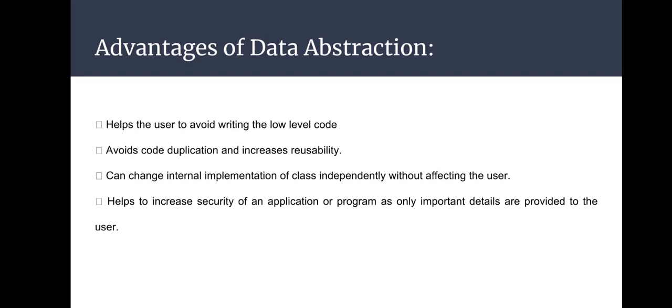Advantages of data abstraction. Data abstraction is most similar to encapsulation. The first advantage of data abstraction is that it helps the user avoid writing low level code. Low level code means you don't have to include unnecessary details. Second, avoid code duplication and increase reusability. Third, you can change the internal implementation of a class independently without affecting the user. It also helps to increase the security of an application or program, as only important details are provided to the user.